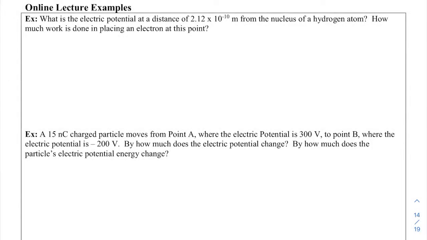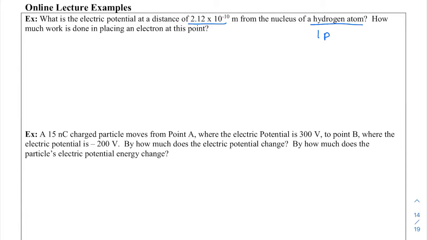Okay, so this video is meant to go through some examples of electric potential and electric potential energy. So this first one says, what's the electric potential at a distance of 2.12 times 10 to the negative 10 meters from the nucleus of a hydrogen atom? The nucleus of a hydrogen atom just has one proton. And then how much work is done in placing an electron at this point?